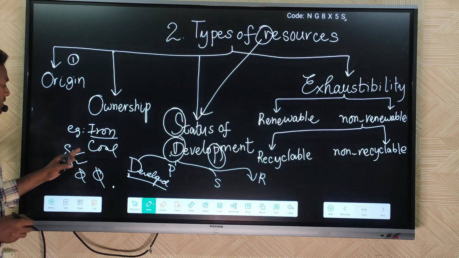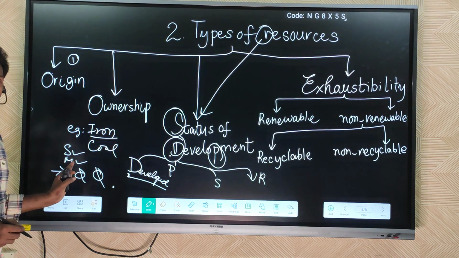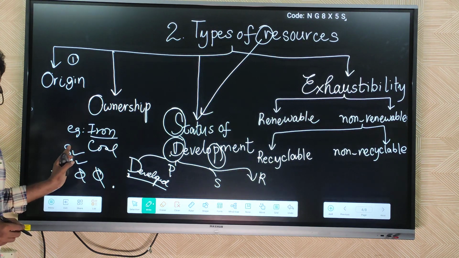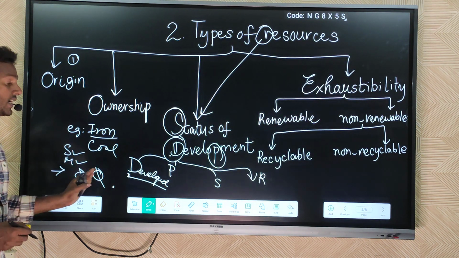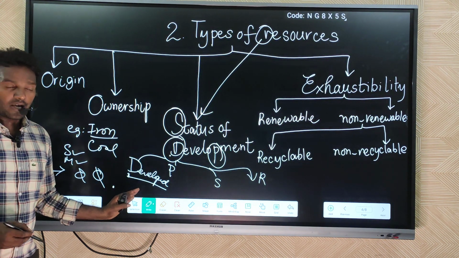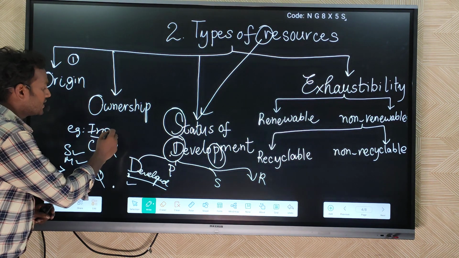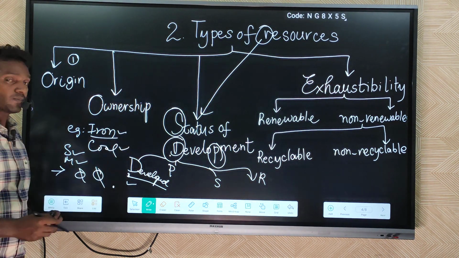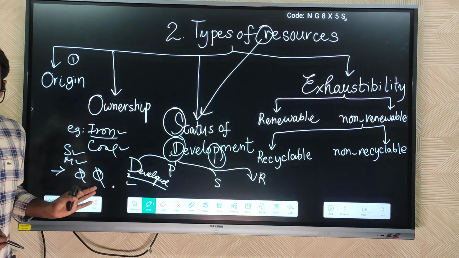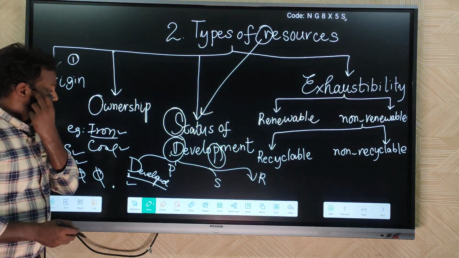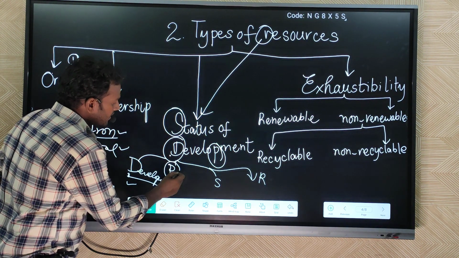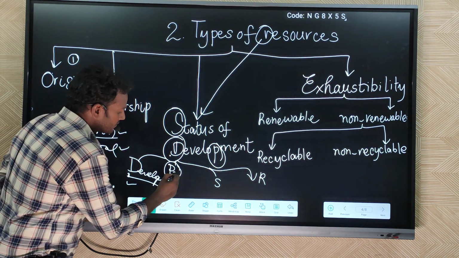So if you know the quality and quantity, and the mapping of where they are located, all these come under developed resources. Okay, already they are developed. We are utilizing iron and coal, and also exporting this coal and iron to other countries. Coming to P, P stands for potential.